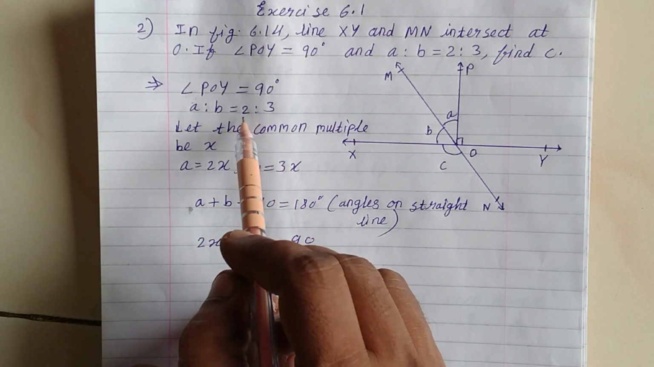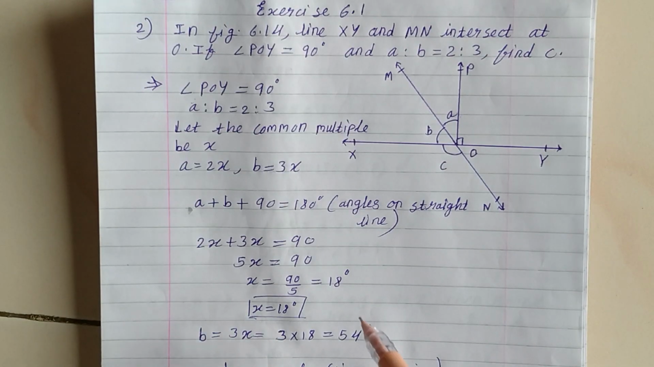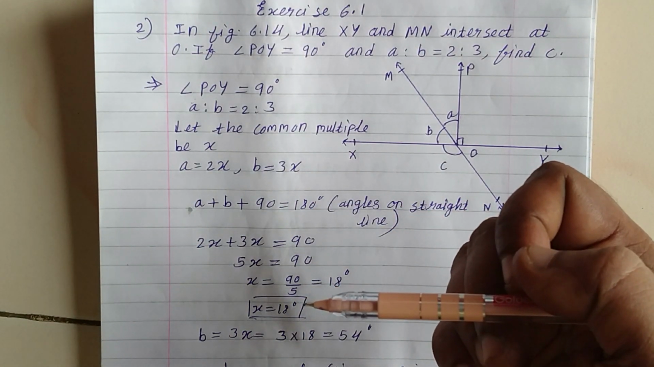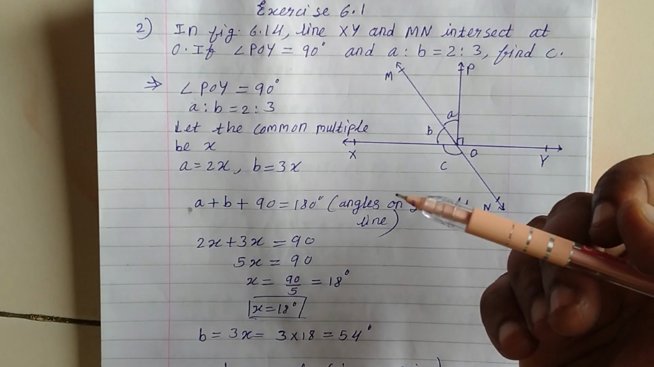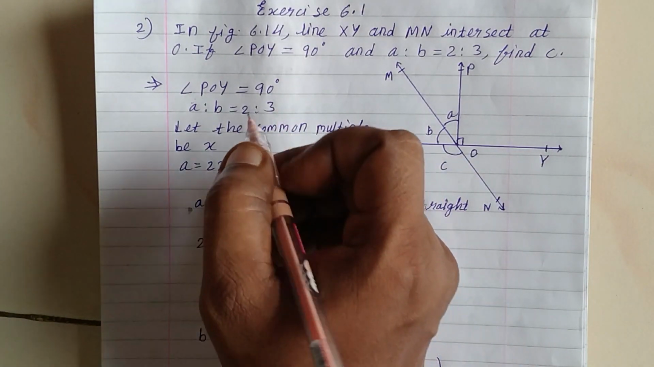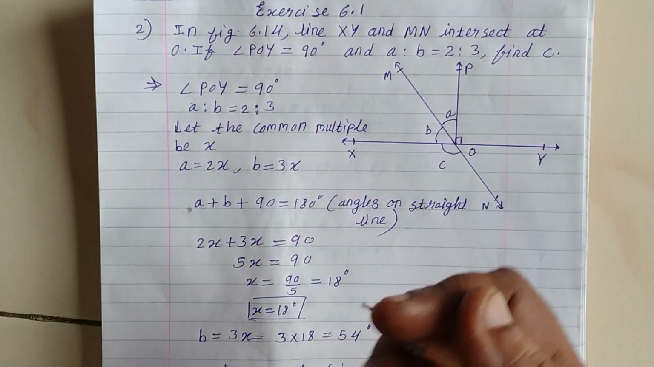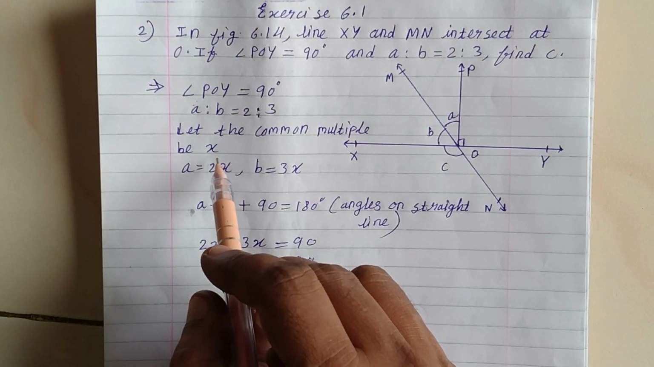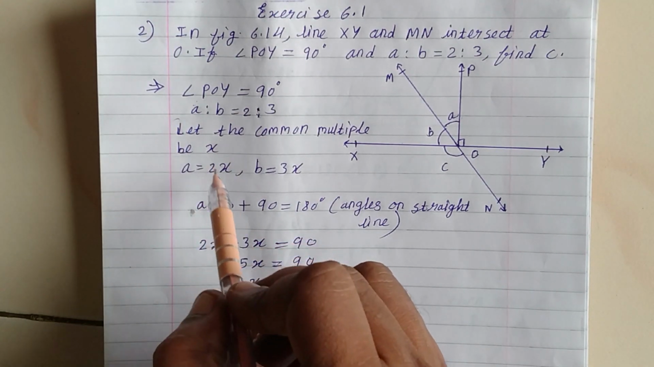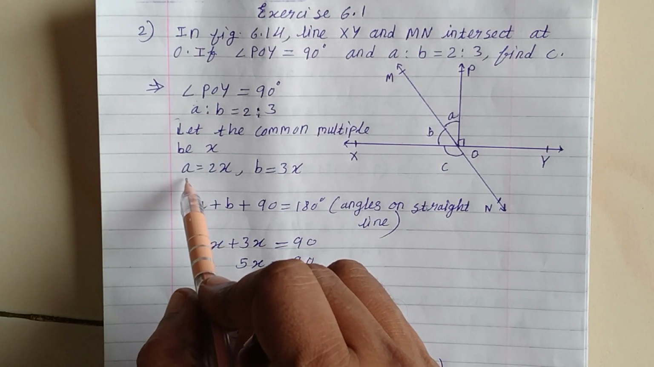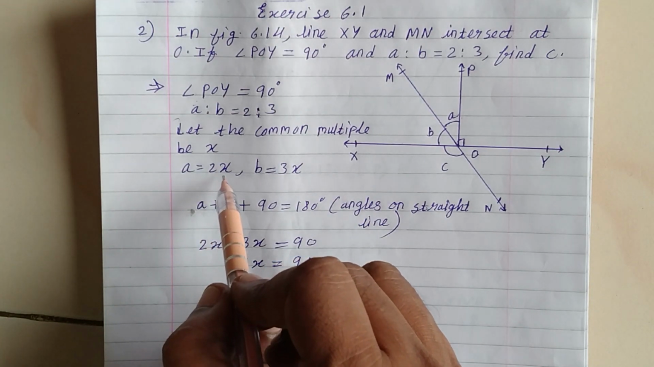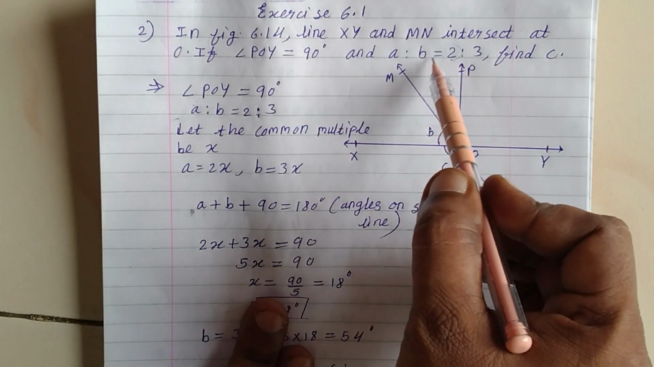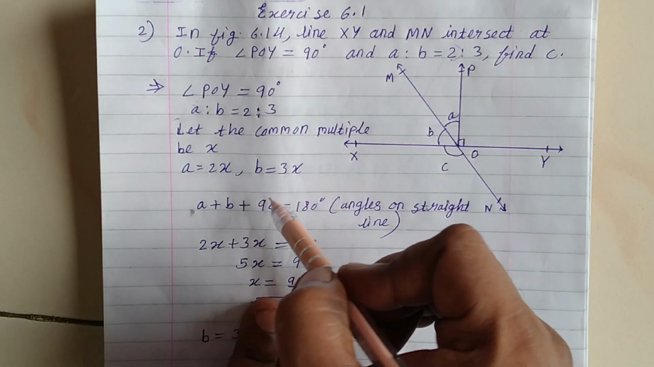So we take a common multiple whenever a ratio is given. Last year, in 6th and 7th standard, we have seen the topic of proportion and ratio. Whenever a ratio is there, we take a common multiple. So let the common multiple be x. You can directly write: since the part of A is 2, A will be 2x, and since the part of B is 3, B will be 3x.